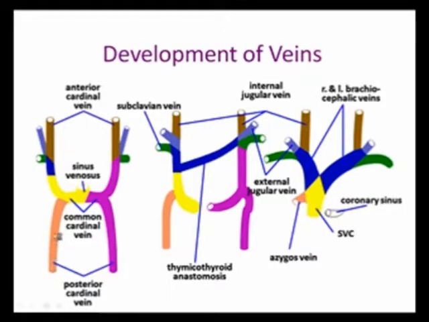And the posterior cardinal is going to remain and give rise to the azygous vein. And the coronary sinus is going to come from a little bit of that left common cardinal vein. So these are the structures and where they're derived from, the great vessels, the great veins.